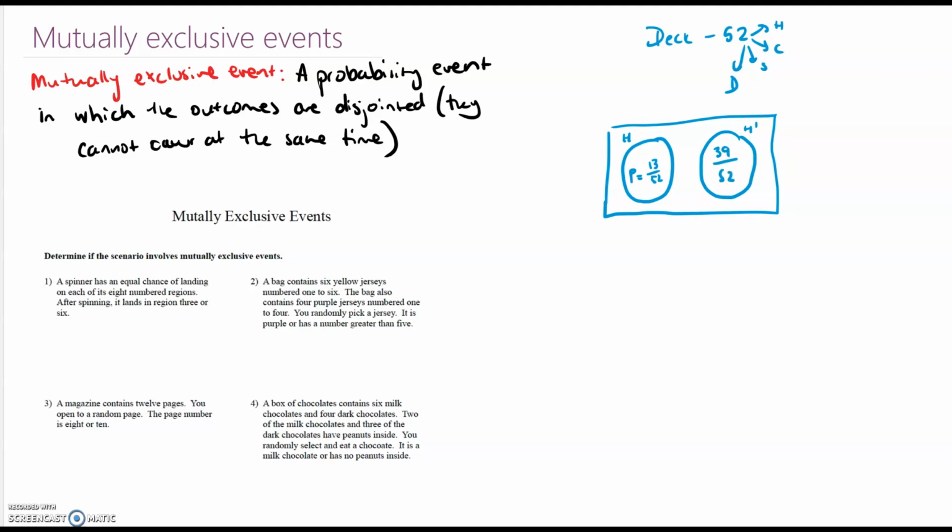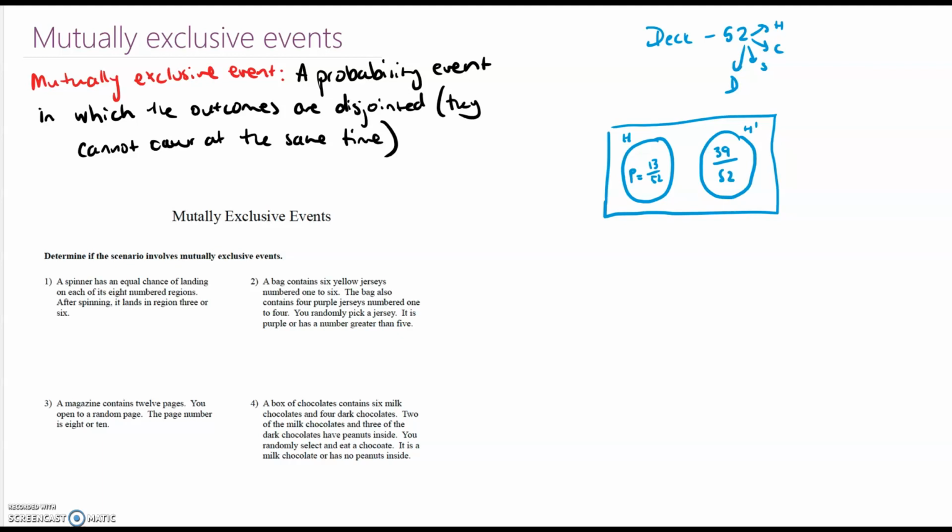And so we can see here though that picking out a heart and picking out a not heart are two completely separate events. They're completely disjointed. So this would be what we would call a mutually exclusive event. Now, a non-mutually exclusive event is one in which there is an overlap in the outcomes.